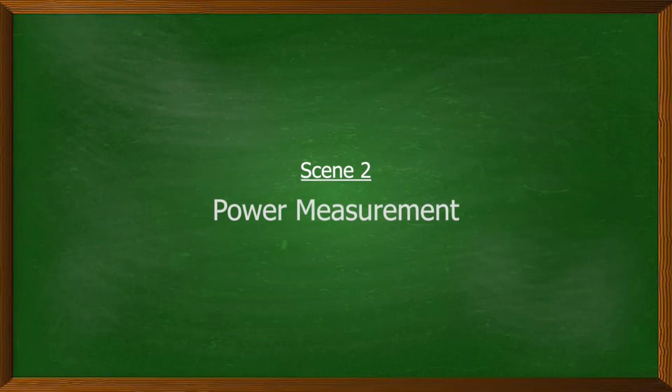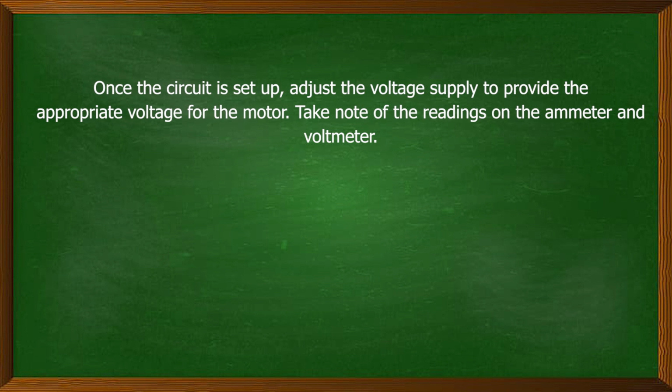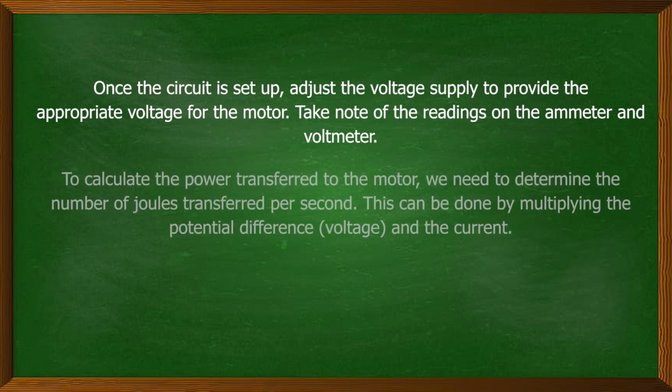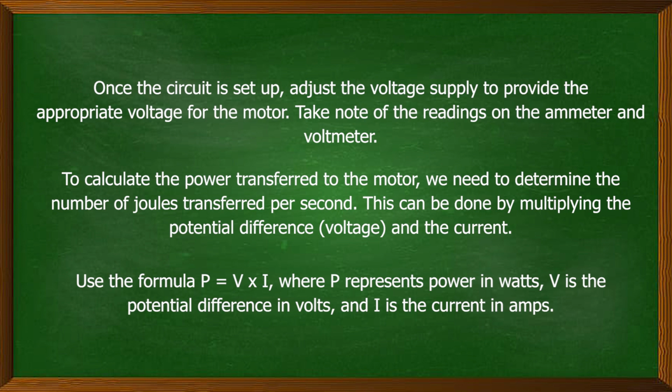Scene 2. Power measurement. Once the circuit is set up, adjust the voltage supply to provide the appropriate voltage for the motor. Take note of the readings on the ammeter and voltmeter. To calculate the power transferred to the motor, we need to determine the number of joules transferred per second. This can be done by multiplying the potential difference, voltage, and the current. Use the formula P = V × I, where P represents power in watts, V is the potential difference in volts, and I is the current in amps.